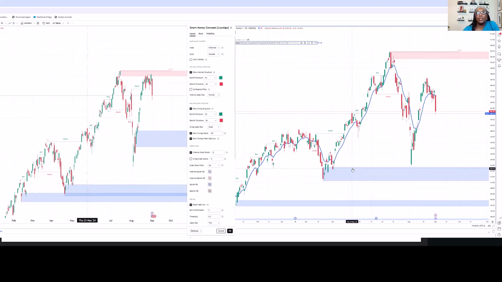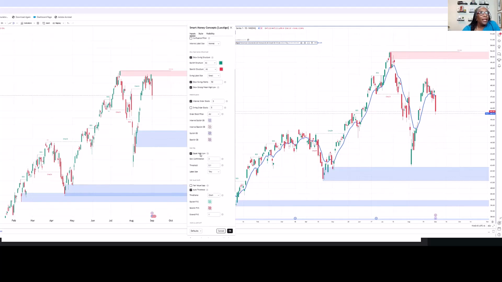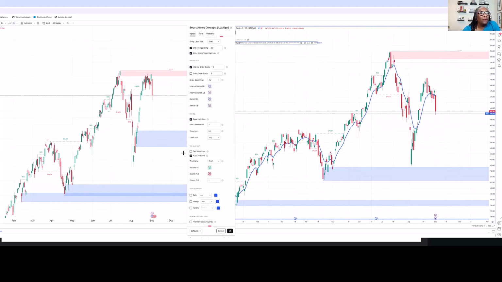It'll say, it's this, but it's weak. Like up here, you can't see these little words, but it says weak. Weak high is what this says. Again, y'all can't see that because I can barely see it. Swing order blocks, I leave that off. Equal high and low fair value gaps.